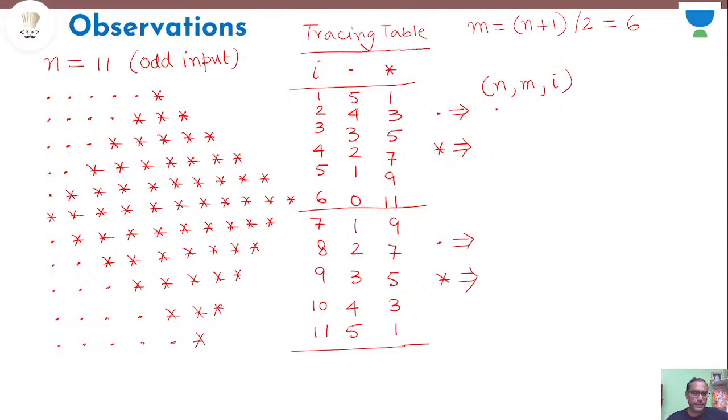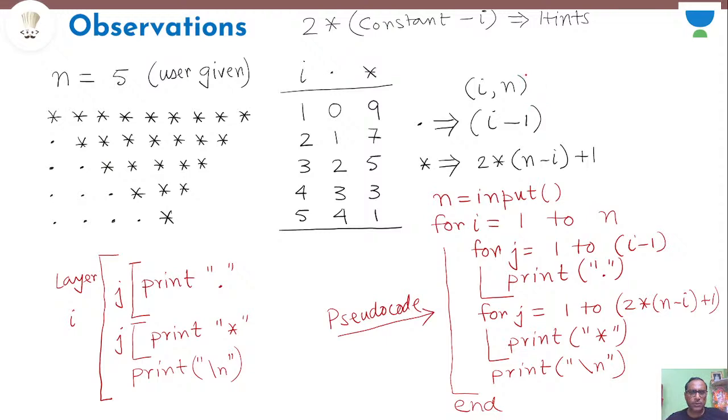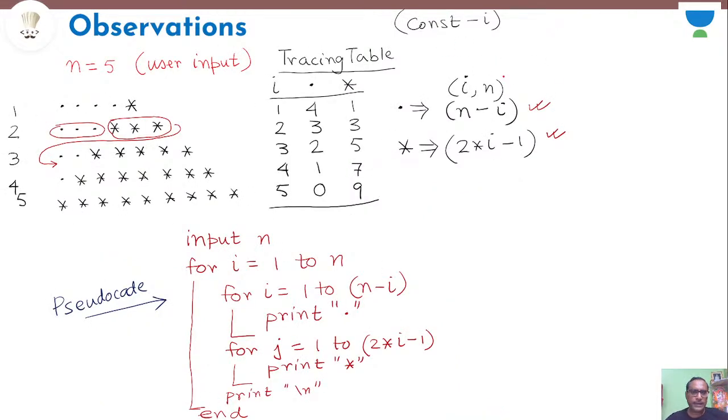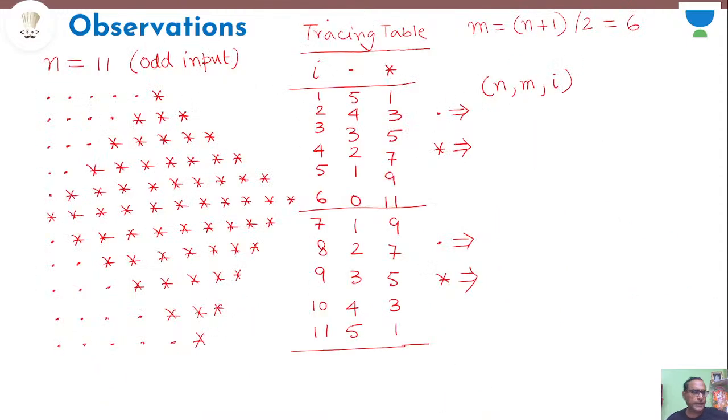What is the formula? Can you tell me the logic for dot in the upper half? You are having n, m and I to represent. Earlier you had only I and n, but now you are having I, n and m. What will be the logic for dot in the upper half? 1 5, 2 4, 3 3, 4 2, 5 1, 6 0. I is increasing by 1, dot is decreasing by 1. Can you please tell me the logic for dot? All my students try.